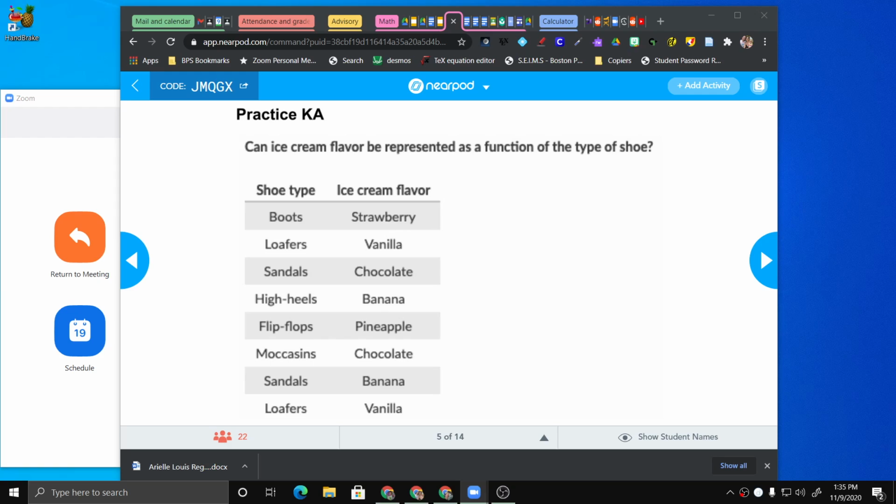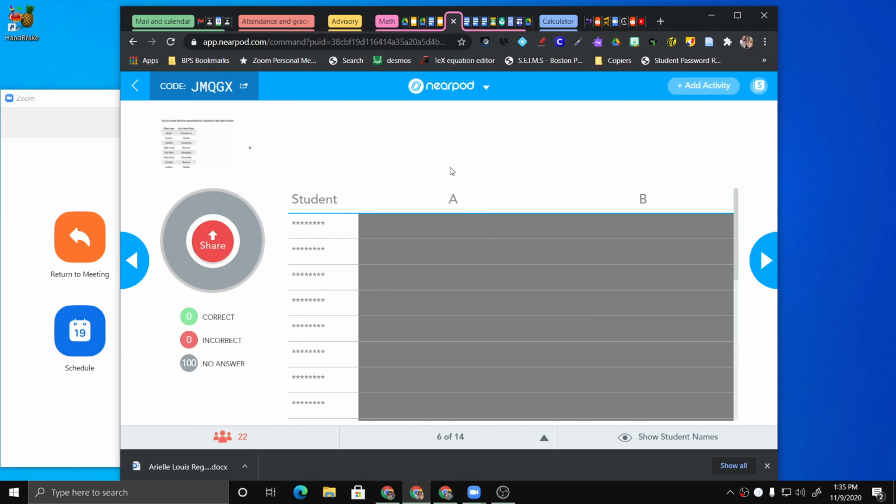So here we have a relation. We have boots mapping to strawberry, loafers mapping to vanilla, sandals to chocolate. And we're asking, is this set of mappings, having the shoes mapped to the ice cream flavors, a function? Can you make a function like that?